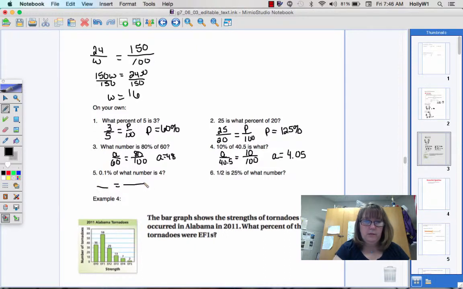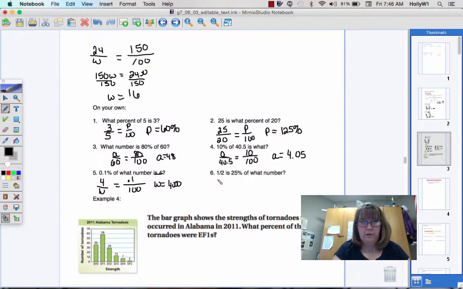0.1% of what number is 4? So again, we don't know what the whole is, so that's the variable. 4 is the part, so 4 divided by W is equal to 1/10 divided by 100. When you do the math, W is equal to 4,000.